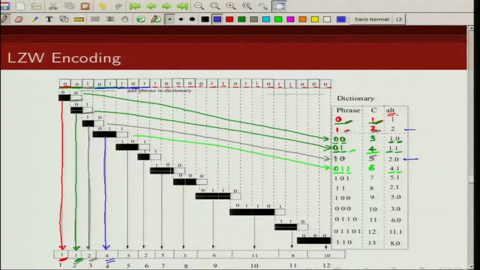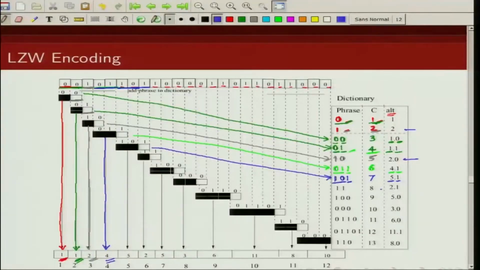Not so far. So what we are going to do is put 1 0 1 in the dictionary, and that is indexed by this code word number 7, and we can write it as the code corresponding to 1 0 concatenated with innovation symbol 1. So what is 1 0? 1 0 is code word 5, and this 1 is the innovation symbol. So you can see that each new phrase that I am adding to my dictionary can be written as an old phrase concatenated with a new innovation symbol.